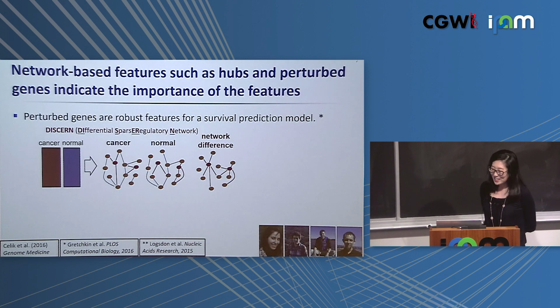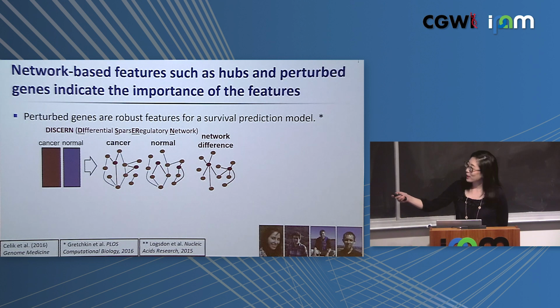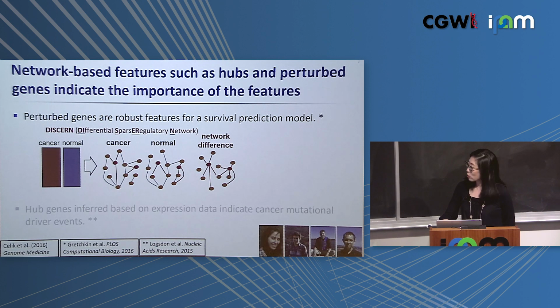Okay. Similarly, we developed the DISCERN method to identify genes whose neighbors are significantly different between two conditions, cancer and normal tissues. And then we showed that this small set of genes selected based on this criterion provided robust features for survival prediction models in three different human cancers: leukemia, breast cancer, and lung cancer. We also showed that hubs inferred purely based on gene expression data indicated important cancer mutational driver events.